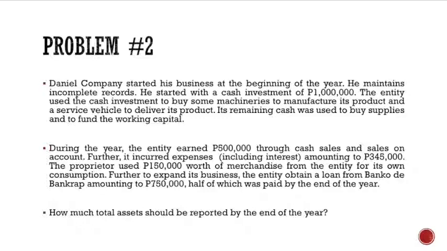During the year, the entity earned 500,000 through cash sales and sales on account. Further, it incurred expenses, including interest expense, amounting to 345,000. The proprietor used 150,000 worth of merchandise from the entity for its own consumption, and further to expand its business, the entity obtained a loan from Banco de Bancroft amounting to 750,000, half of which was paid off by the entity at the end of the year. How much total assets should be reported by Daniel Company at the end of the year?